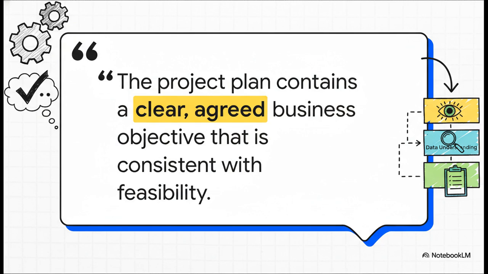Well, that's a given. Consistent with feasibility? Means no magical thinking, right? But the most critical part, the real test, is that it has to be able to guide the work in Phase 2, data understanding. If the data team looks at it and says they can't work with it, then it's not done.